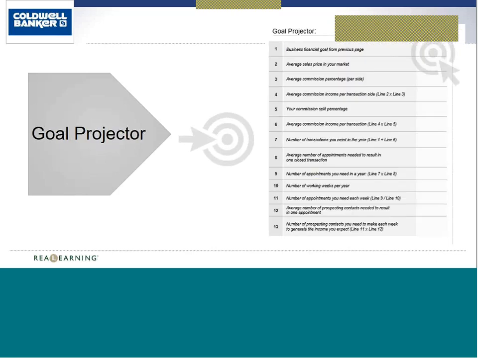Now, I'm going to take that $66,000. We're going to move over to the goal projector and plug those numbers in. I'm going to walk through this with you so you can really understand what we're asking from them. So the $66,000 went in line 1.